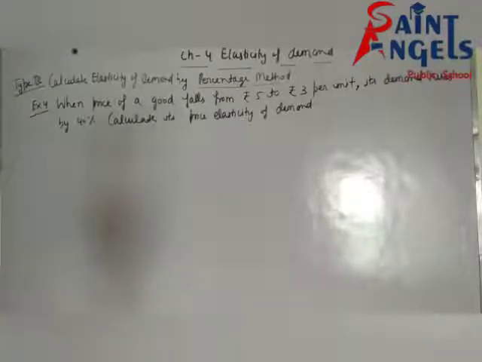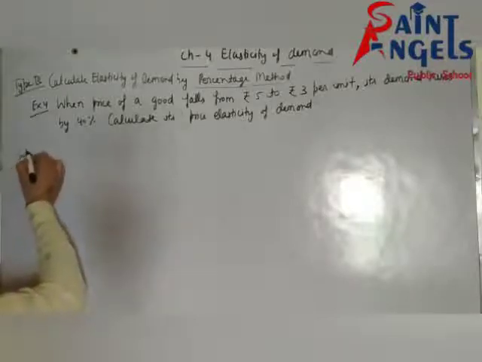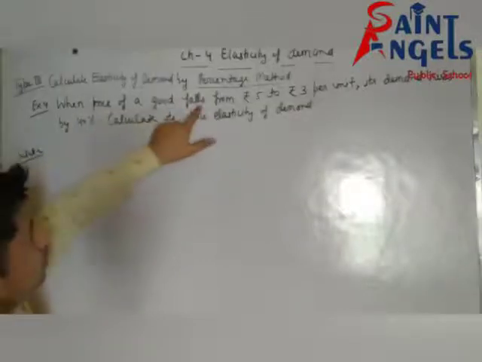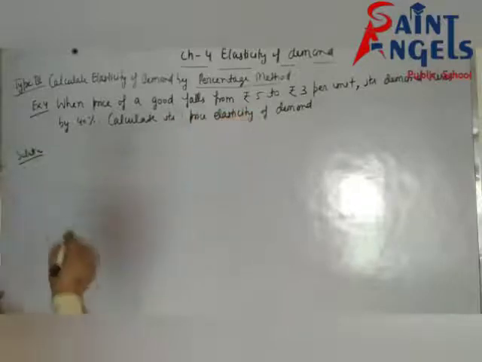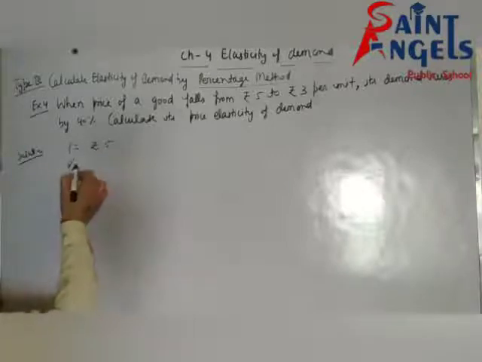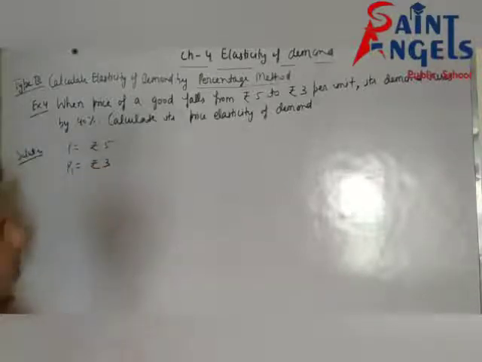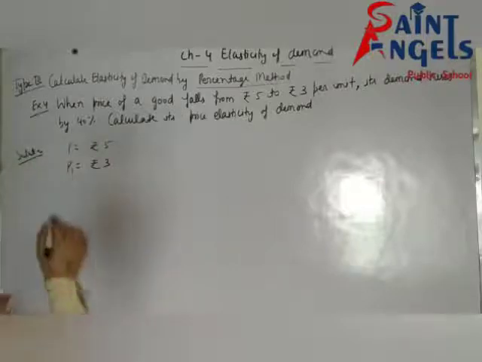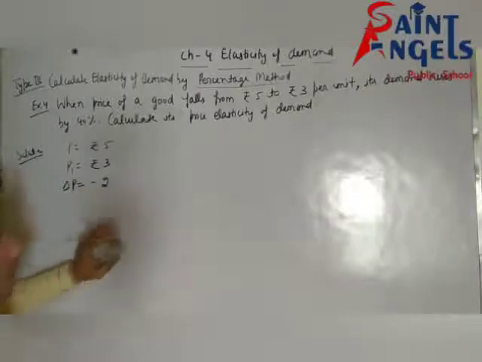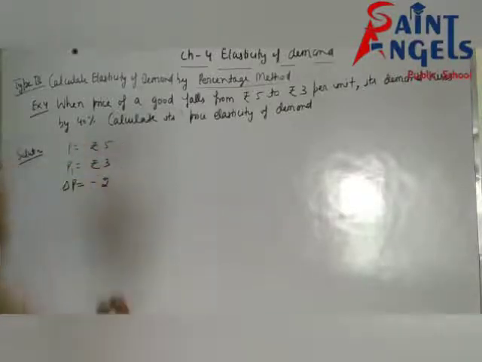See next, when price of a good falls from rupee 5 to rupee 3 per unit, its demand rises by 40%. So please write all the information which is given in the question. Initial price is rupee 5 and new price is rupee 3. So first of all find delta P. P1 minus P means minus 2, and its demand rises by 40%.